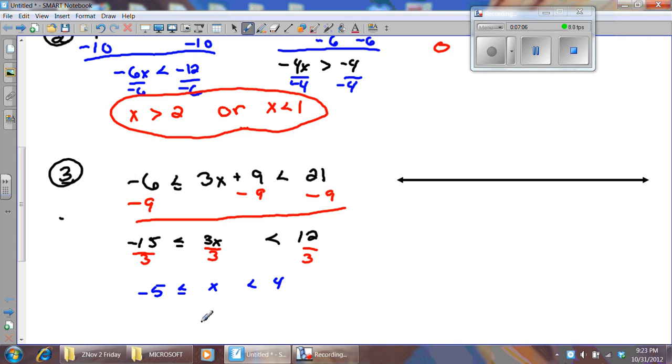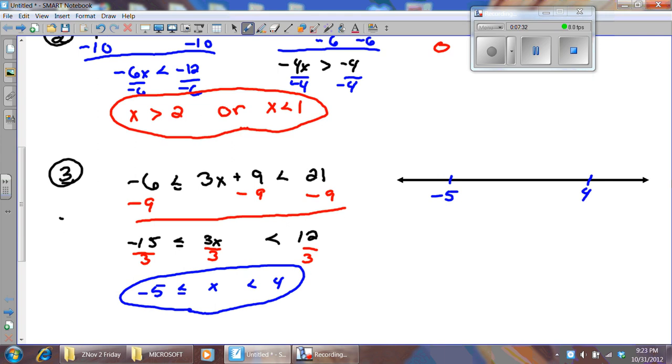Now for this one, this solution means that my x value can be negative 5, negative 4, negative 3, negative 2, negative 1, 0, 1, 2, 3. Can't be 4 though, because there's no equals there. Could be all those fractions and decimals in between there. So I'm going to show negative 5, and I'm going to show positive 4.